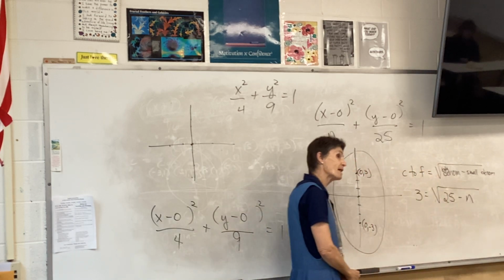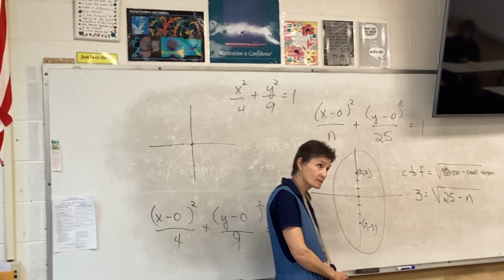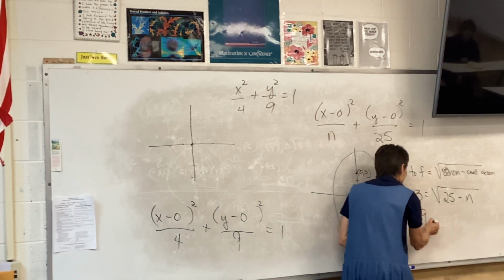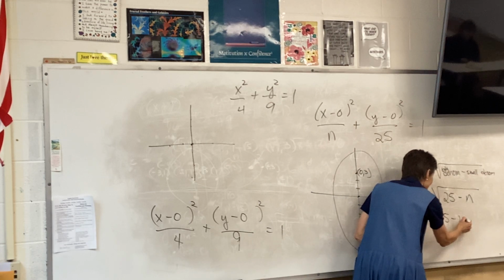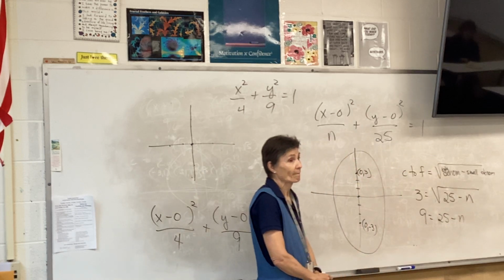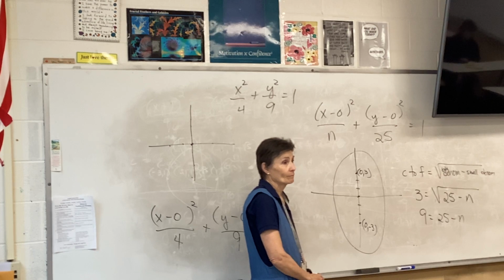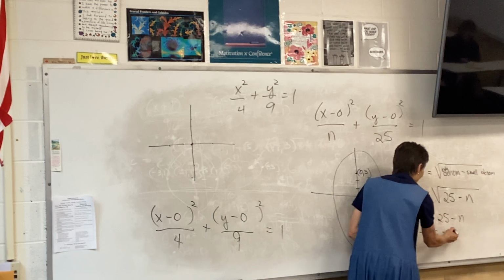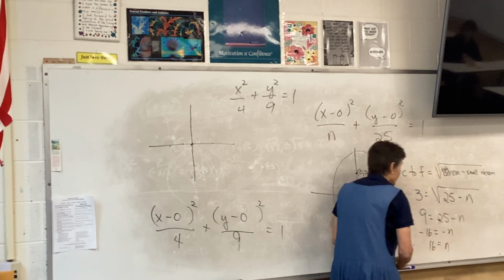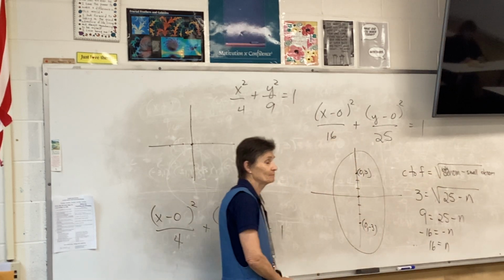Can I solve that equation? I can. I'll square both sides. So 9 equals 25 minus N. What's that? 16. So you could either actually solve it, or you can just kind of think about it. N is 16, so this number right here is a 16.